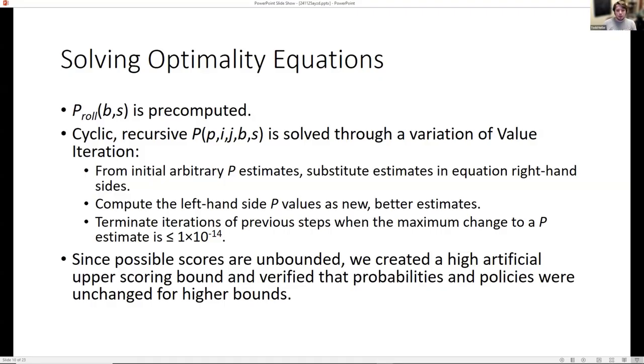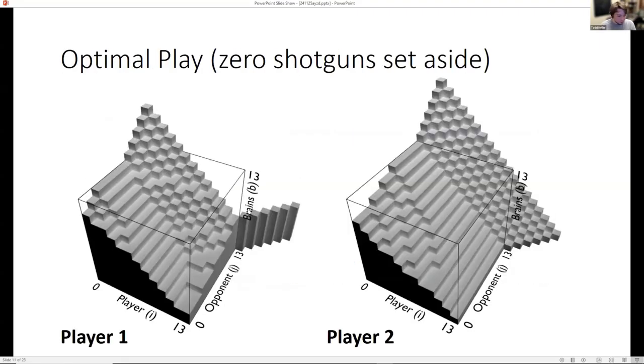And it is possible, but not probable, that the game continues infinitely if there are infinitely many ties. So to handle this case, we created an artificial upper bound for calculation. So using the optimality equations above, we created a visualization of optimal play, which is split up by first the number of shotguns rolled and second the player number.